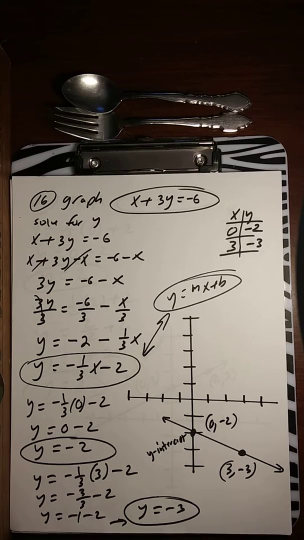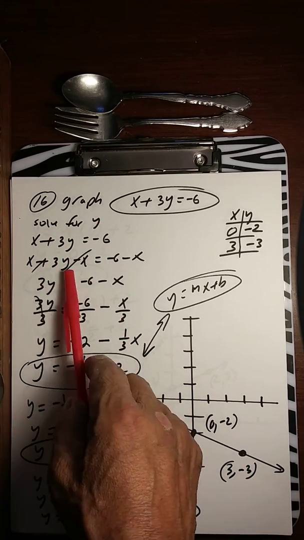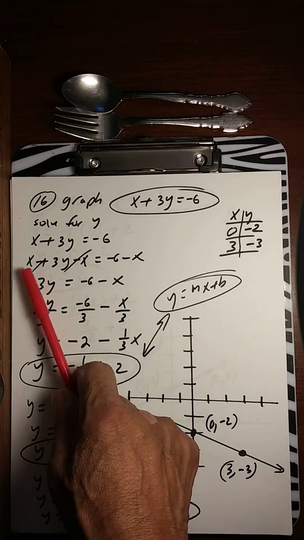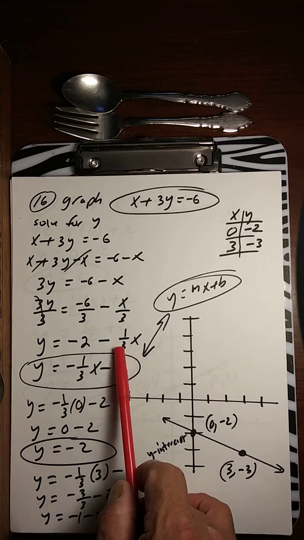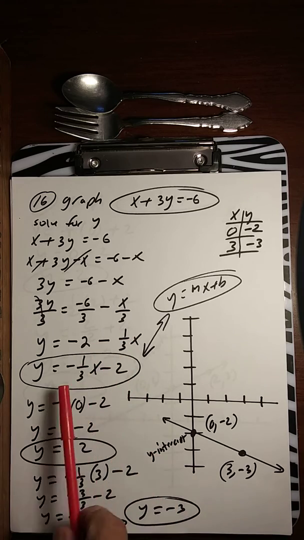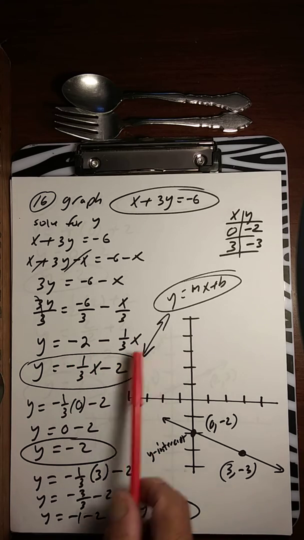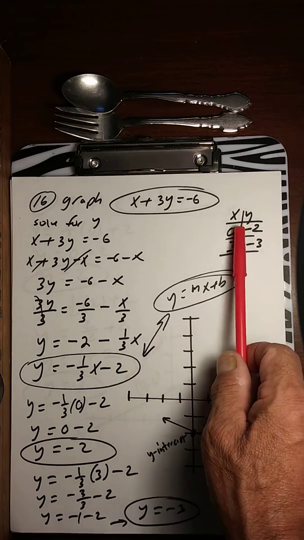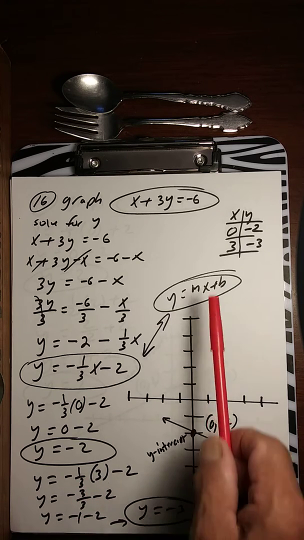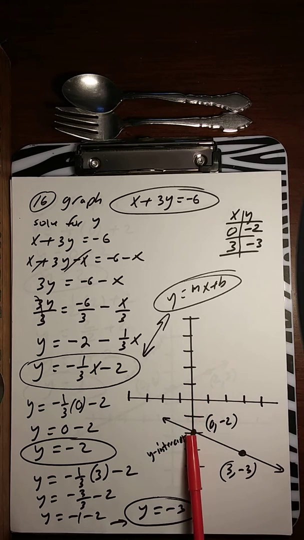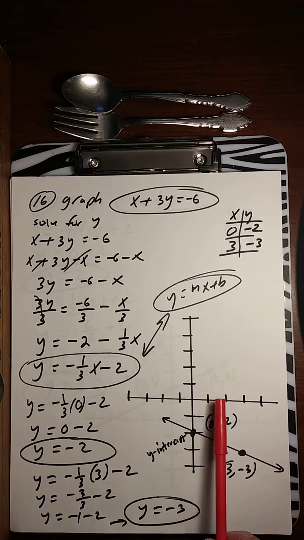This one, solve for y first. So we've got 3y equals this, minus x, divide by 3, divide by 3, divide by 3. So this could be negative 2, 1/3. Flip this around: y equals negative 1/3 x minus 2, in this form. Now put the numbers in. 0 times that is 0, minus 2, negative 2. Put a 3 in there: 3 divided by 3 is easy, 3 over 3 is 1, negative 1, minus 2 is negative 3. So the points are 0, negative 2 and 3, negative 3. There it is, connect the dots.